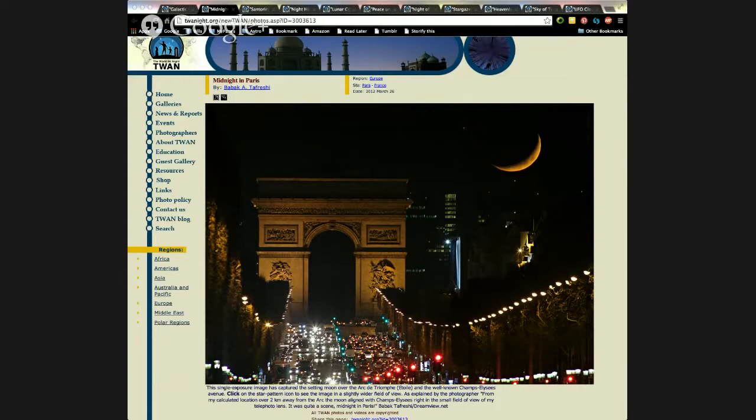So I planned in advance, and I went to the location, which was very easy this time. It was in the middle of the Concorde Square to capture this shot. You can see a few stars above the moon. These are not the stars. These are the lights at the top of the towers. Oh, wow. At the modern part of Paris.